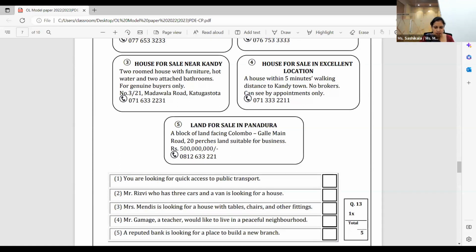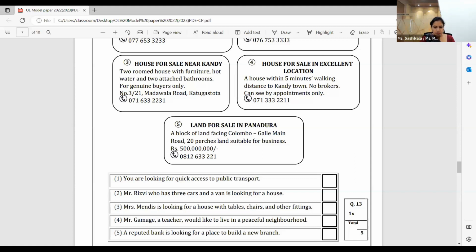Right, the first one, you are looking for quick access to public transport. I think quick access is the key or important words there. In the 4th one, you can see: a house within 5 minutes walking distance. That is a quick access. It is in a place that can be reached quickly. So the fourth one should be the answer for the first sentence.